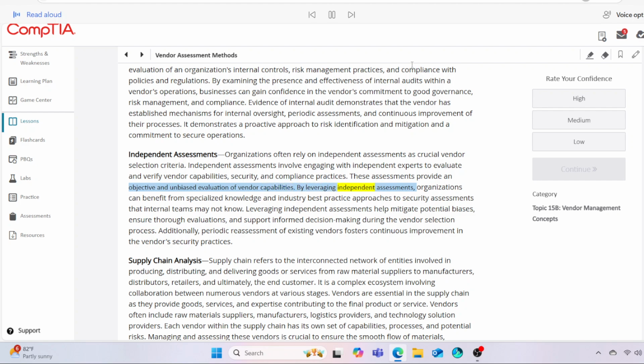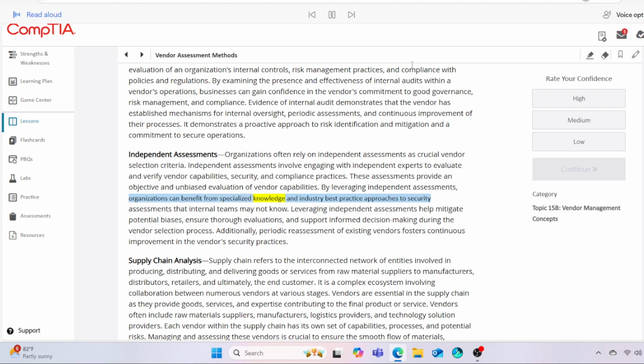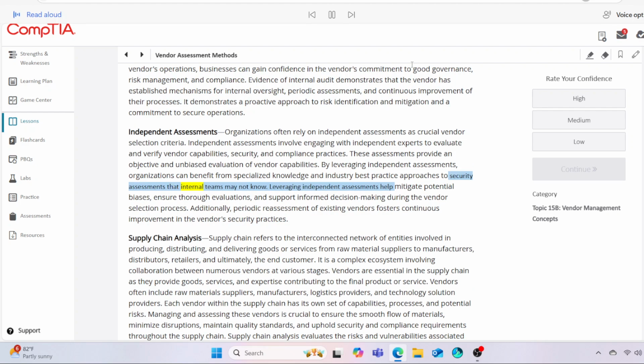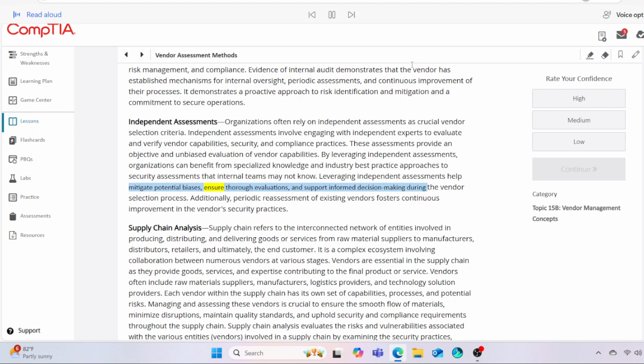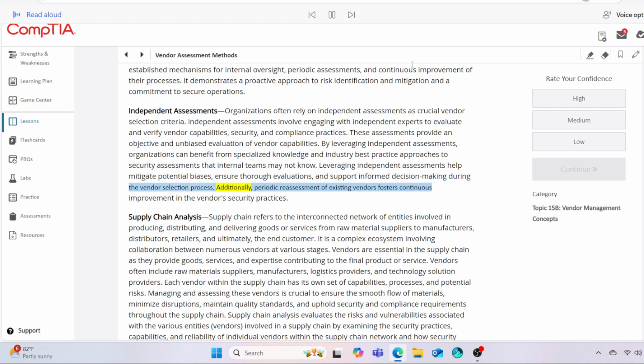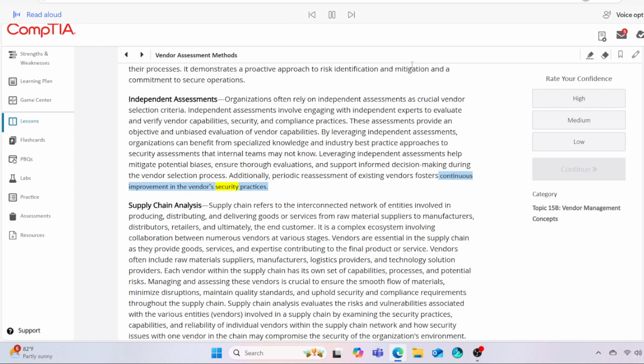By leveraging independent assessments, organizations can benefit from specialized knowledge and industry best practice approaches to security assessments that internal teams may not know. Leveraging independent assessments helps mitigate potential biases, ensure thorough evaluations, and support informed decision-making during the vendor selection process. Additionally, periodic reassessment of existing vendors fosters continuous improvement in the vendor's security practices. Supply chain analysis.